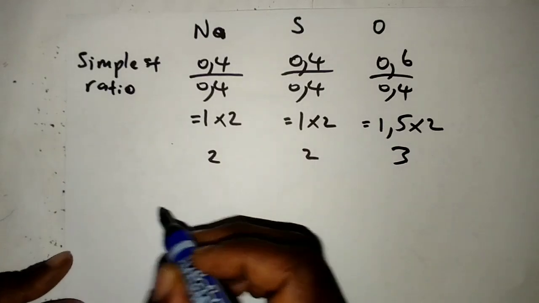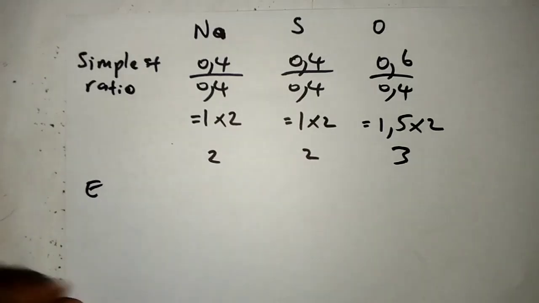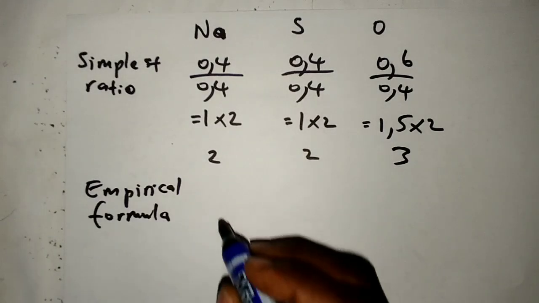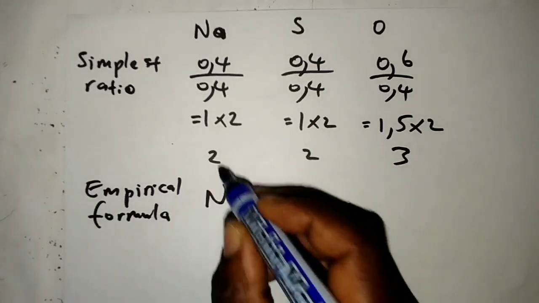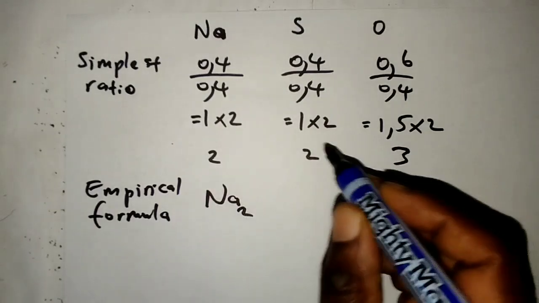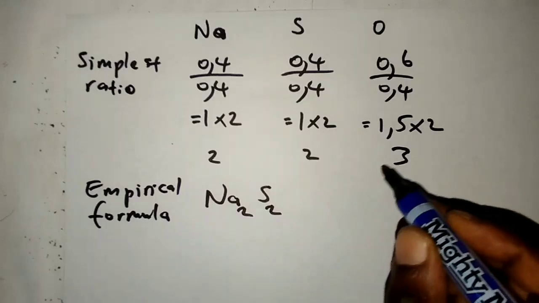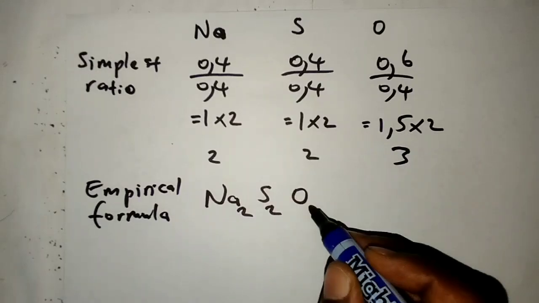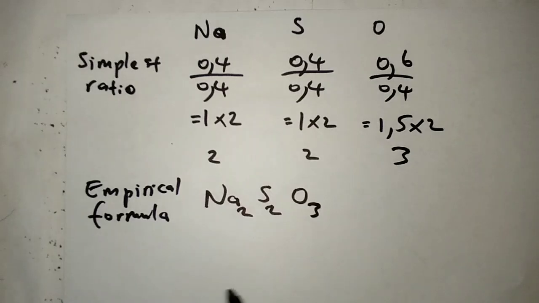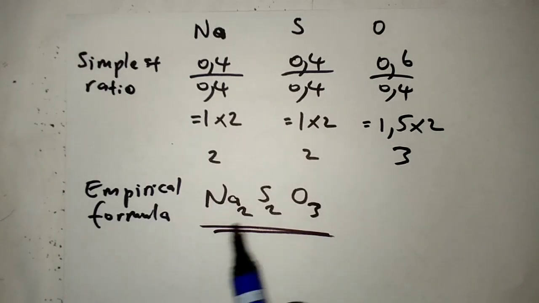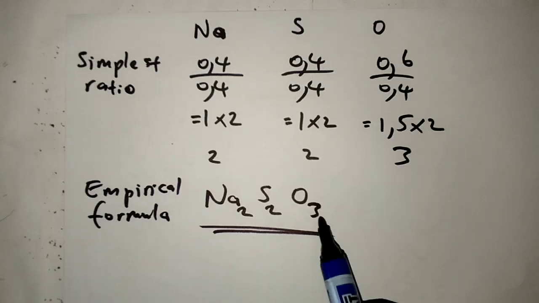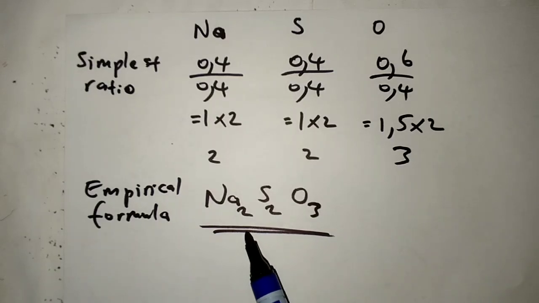So our empirical formula becomes Na, and then we write this 2 below here, and S, take this 2 again below here, and then O, we write this 3 below here. So that's our empirical formula, Na2S2O3. So this compound is called sodium thiosulfate.